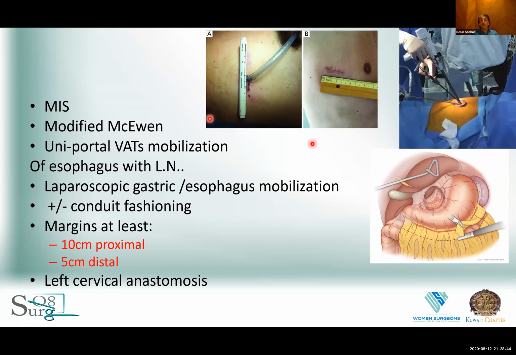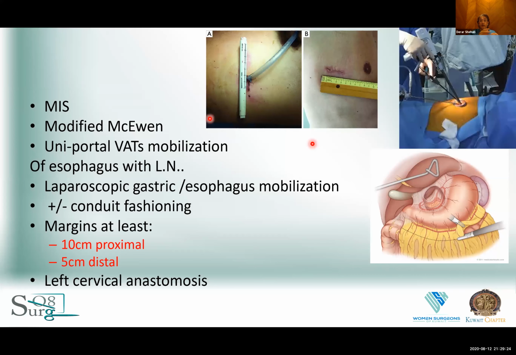After we finish mobilization of the esophagus, we reposition the patient supine, and then we approach the abdomen through laparoscopy, mobilizing the stomach, preserving the right gastric and gastroepiploic. Sometimes we fashion the conduit inside the abdomen. Other times, I do a 4 to 5 centimeter mini laparotomy incision, and fashion the conduit outside, extracorporeal. Afterwards, we deliver the conduit through the hiatus up to the neck.